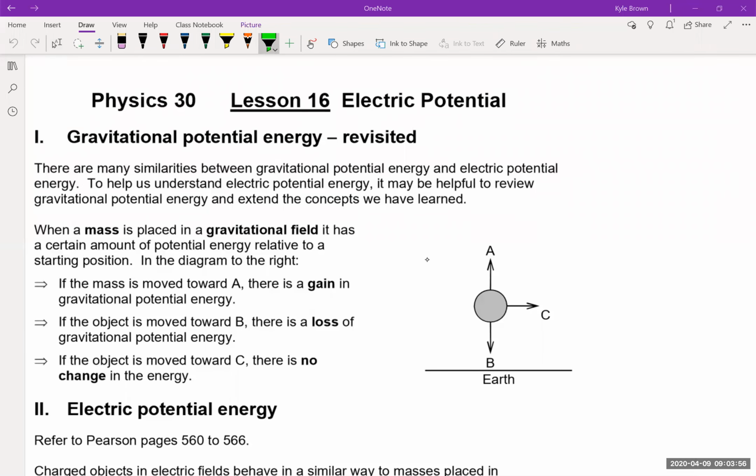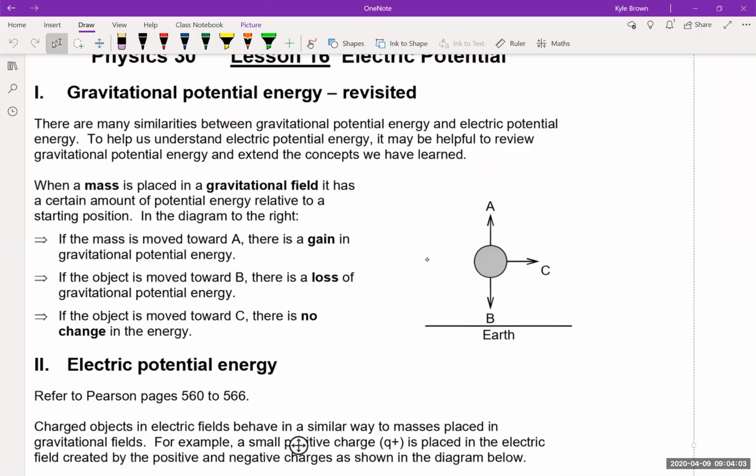Okay, lesson 16, electric potential. All right, so a little bit of review on gravitational potential energy. We talked a bit about this last time too, but it'll be a good review here.